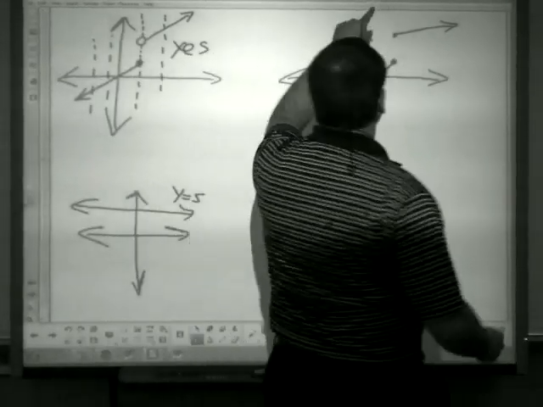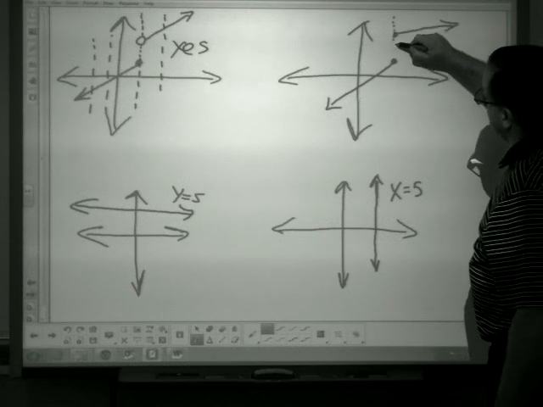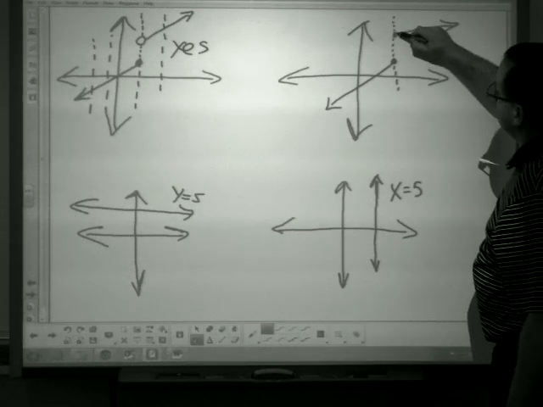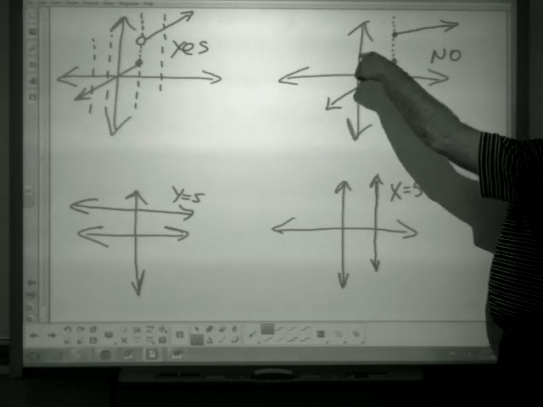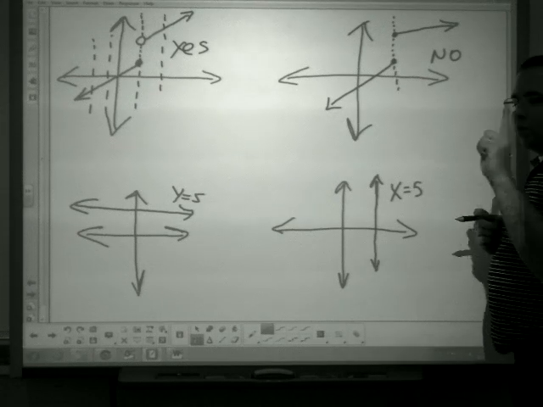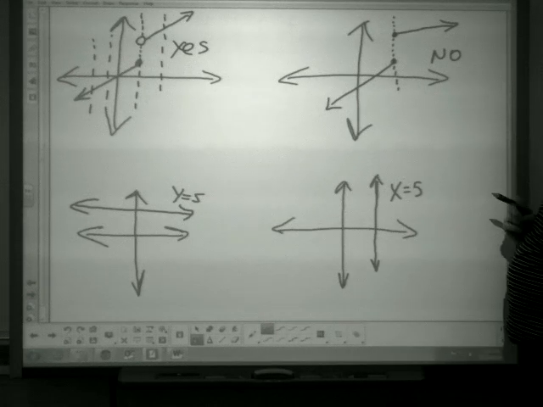Over here, I have a closed circle and a closed circle. It hits it twice. So no. Now you may say, well, it hits it once everywhere else. If you can find just one spot where it does not work, then no, it's not a function.